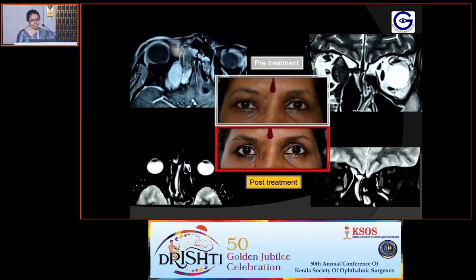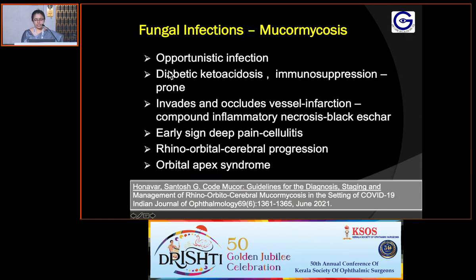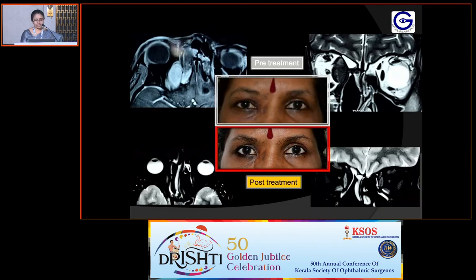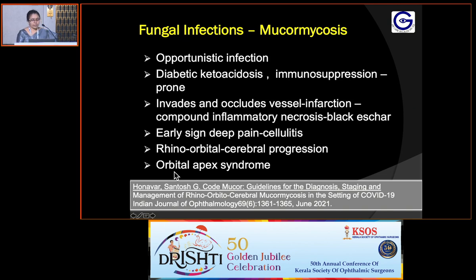So this is a patient who presented to us with chronic pain and lid edema. You can see that lid edema. When I was asking the history, she said she underwent some ENT surgery in the past. So when we did the scan, she had a fungal granuloma. It was aspergillus, and she was treated with itraconazole as she could not afford voriconazole, and she became all right.